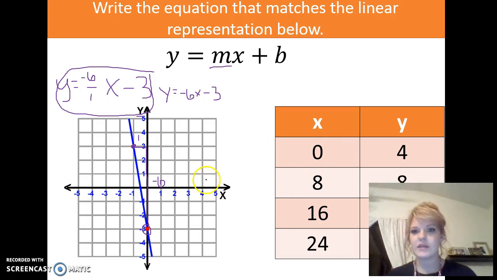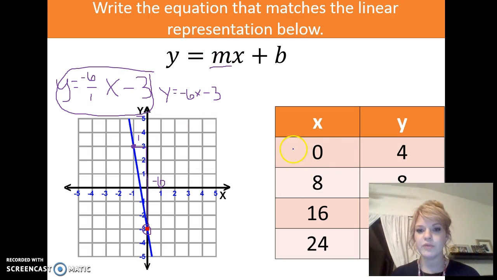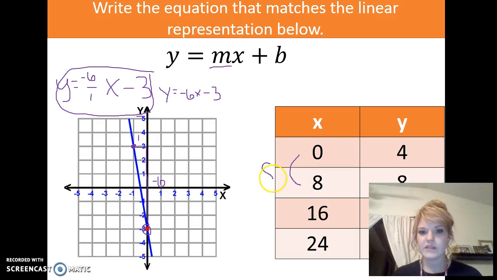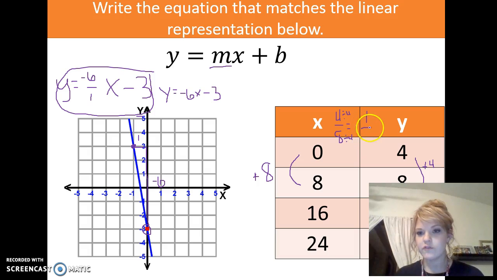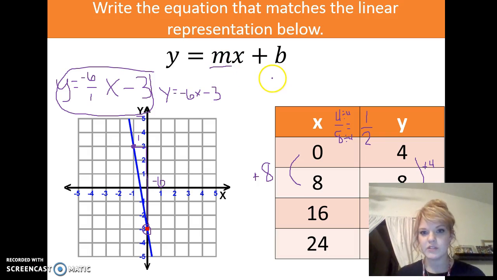Now I'm going to do the same kind of thing, but with my table. Again, find the slope, the m first. 0 to 8 is increasing by 8. 4 to 8 is increasing by 4. Now I'm going to write it as my fraction. This time I'm going to do it down here, and I'm going to put the simplified version. So it's 4 over 8, or both of those can be divided by 4. So divide the top by 4, we get 1. Divide the bottom by 4, we get 2. So 4/8 is the same as 1/2. I'm going to put that 1/2 the same place the m would be, so right next to the x.